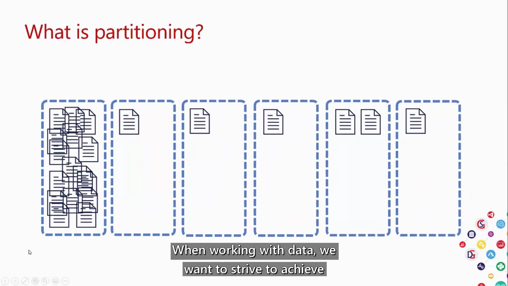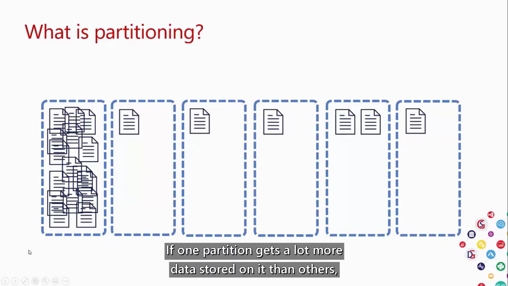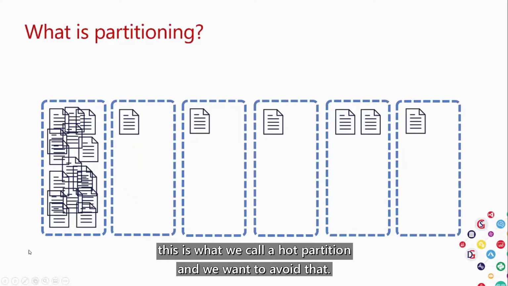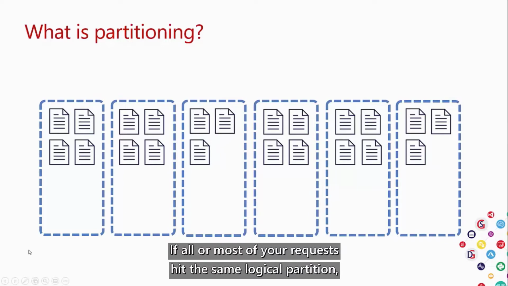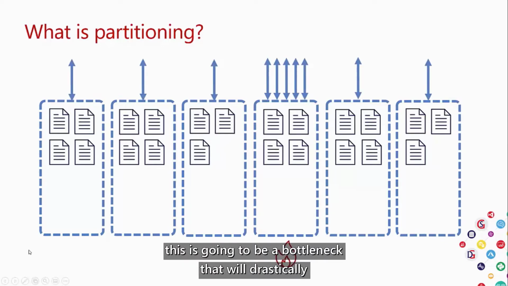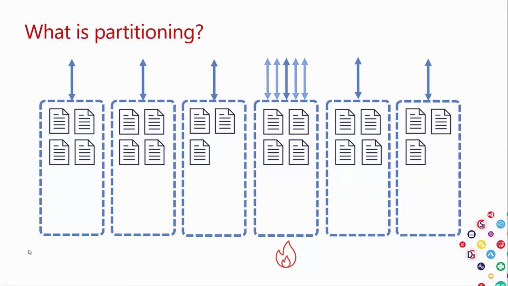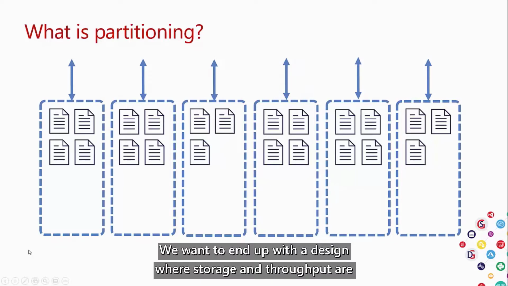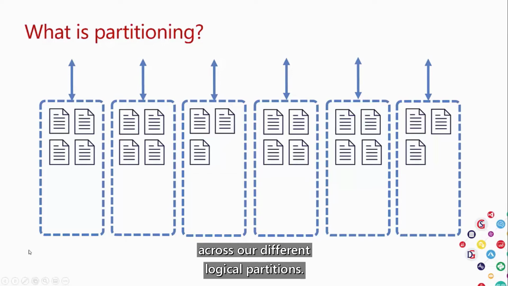When working with data, we want to strive to achieve an even distribution of data across different logical partitions. If one partition gets a lot more data stored on it than others, this is what we call a hot partition, and we want to avoid that. Same goes for the request as well. If all or most of your requests hit the same logical partition, this is going to be a bottleneck that will drastically limit the overall scalability of your model. We want to end up with a design where storage and throughput are more or less evenly distributed across our different logical partitions.